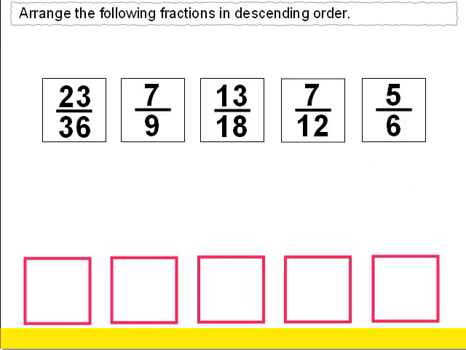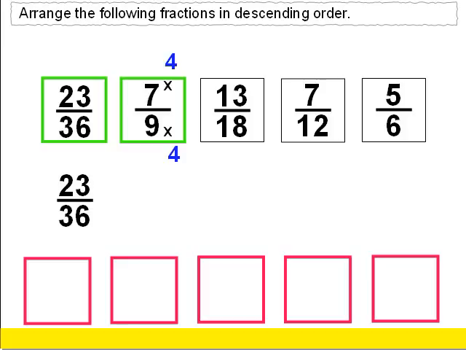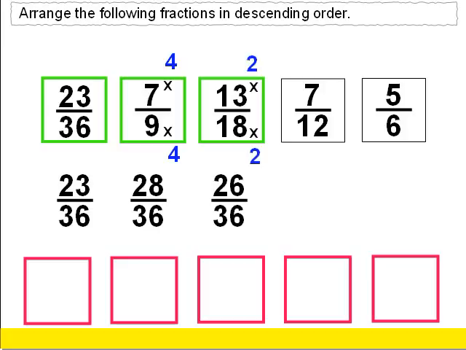First, for 23 over 36, we don't need to do anything, so we leave it as it is. For the fraction 7 over 9, to get the denominator of 36, we have to multiply 9 by 4. As we do that, we do the same thing to the numerator, so we get 28 over 36. For the next fraction, 13 over 18, to get denominator 36, we have to multiply by 2. So we do the same to the numerator, and we get 26 over 36.